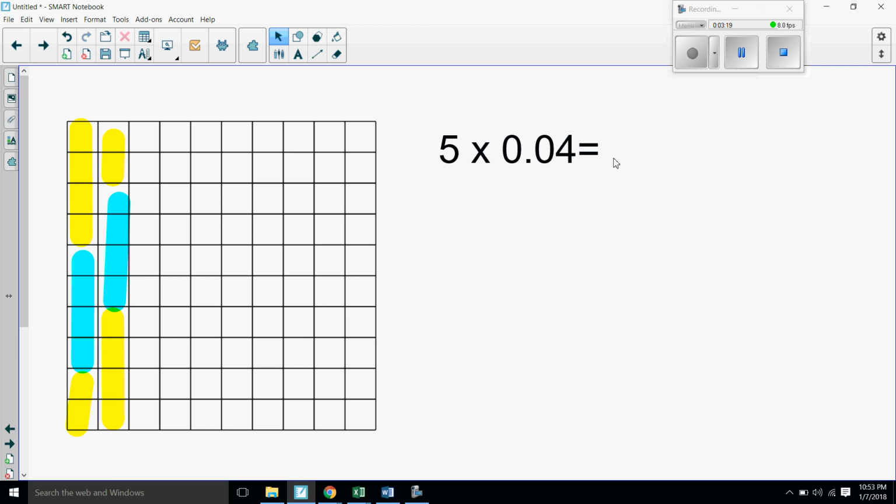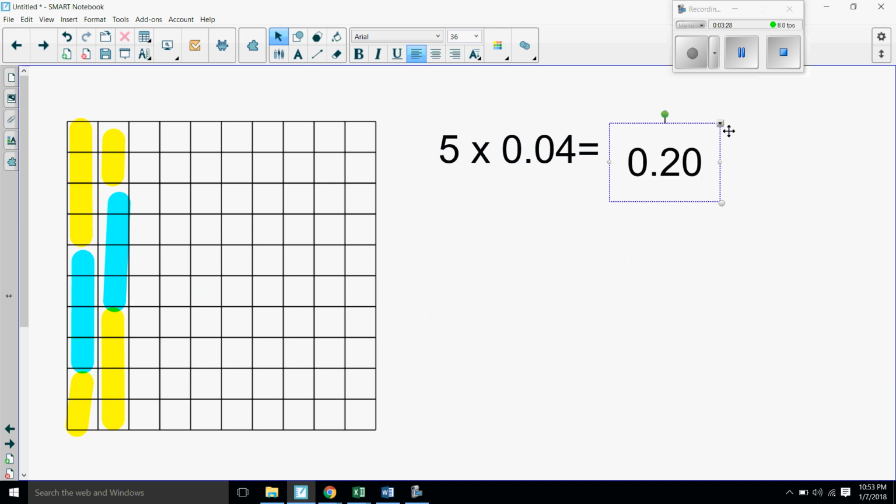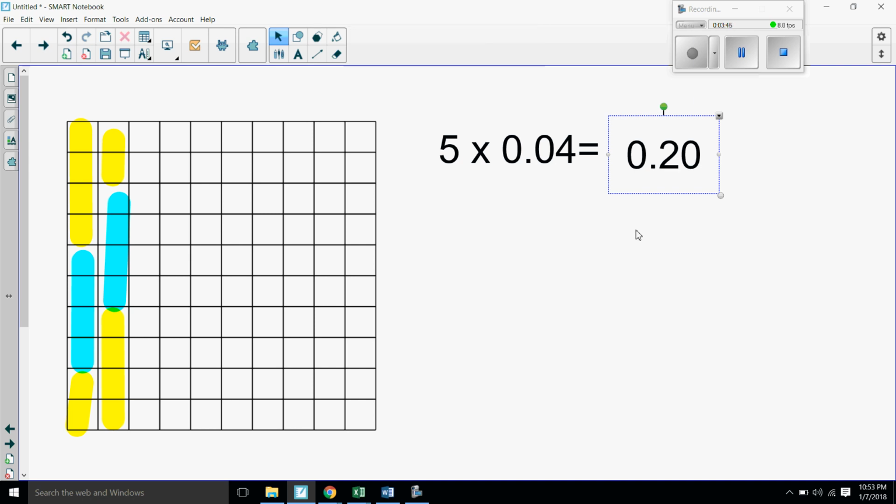And how do I write that? You write it like this. Let me drag it over here for you. There's your answer, 0.20. And somebody would say, hey, that's the same thing as 2 tenths. If you look at the tenths rows, there's a whole tenth shaded right there, and there's a whole tenth shaded right there. So 5 times 0.04, or 5 times 4 hundredths, equals 2 tenths or 20 hundredths. They're exactly the same thing.